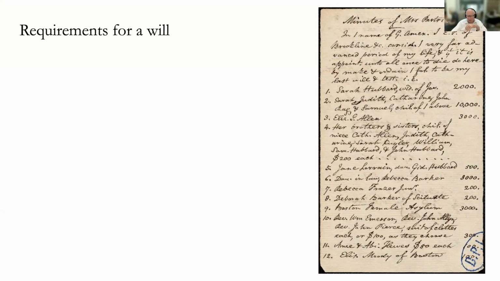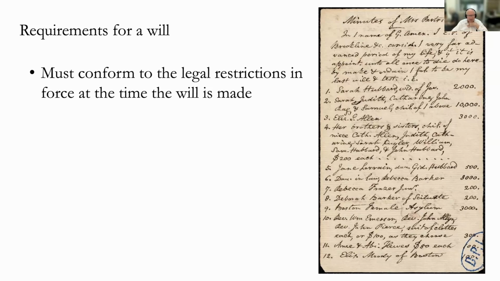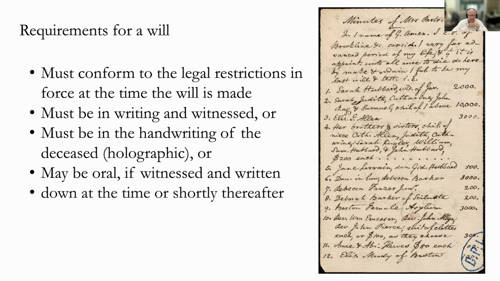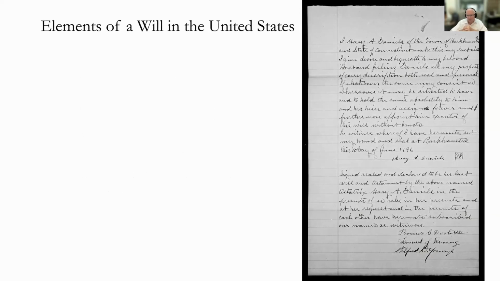So what are the requirements for a will? That depends, again, on the local law, but generally speaking, they're all about the same. And they must conform to the legal restrictions in force at the time the will is made. So whether there is a will or not is defined by the law at the time that the will was actually made. And there can be all kinds of different wills. Usually they must be in writing and witnessed, or must be in the handwriting of the deceased. This is called a holographic will, or maybe oral if it's witnessed and written down at the time or shortly thereafter. So those are the kind of things that you look for as to whether or not a will is valid.